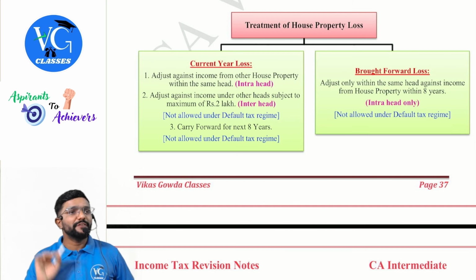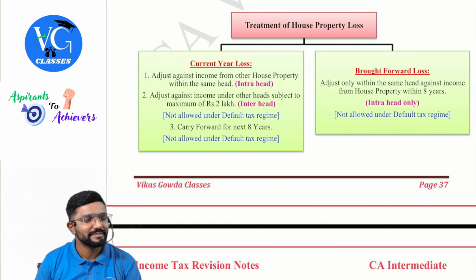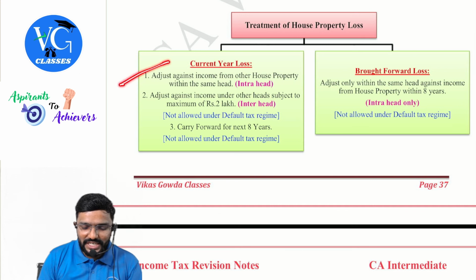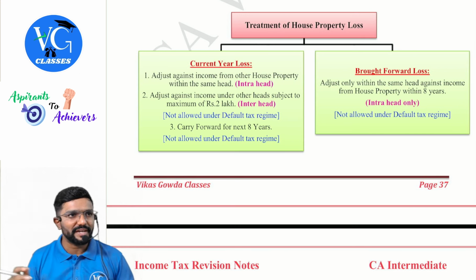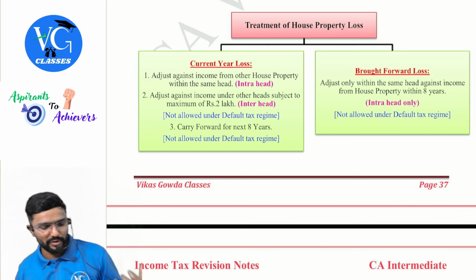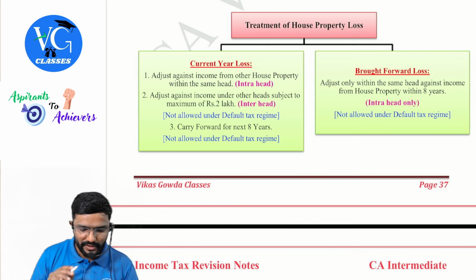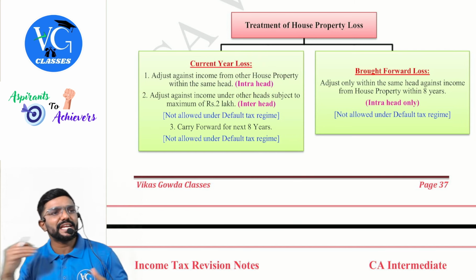Yeah. If it is a current year house property loss, adjust it against income from other house property. That is, loss from one house property can be set off against income from other house property within the same head. We call it intra-head adjustment. Allowed, sir. Next, can I adjust it against other heads of income?